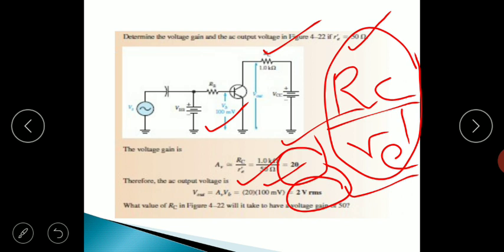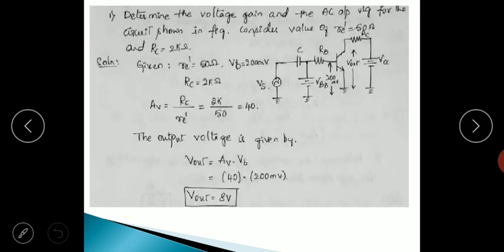Now we'll go to the second example. Again, a similar, simple example. Determine the voltage gain and the AC output voltage for the circuit shown, considering the value of RE dash is equal to 50 ohm and RC equal to 2 kilo ohm. There is no difference between the previous example and this example. Almost everything is the same, only one or two values are different. So the same formula you can use again here.